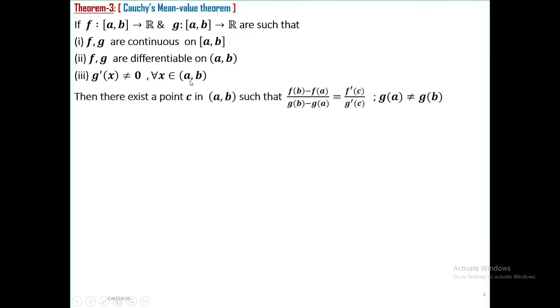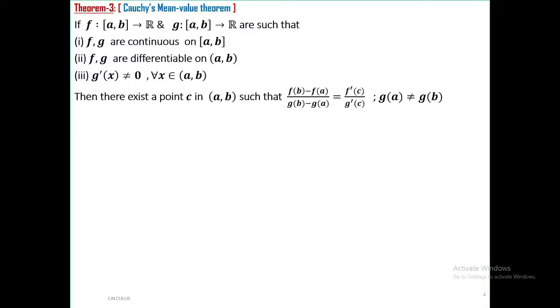Then the conclusion is that there exists a point c in the open interval a comma b such that f of b minus f of a by g of b minus g of a is equal to f dash of c by g dash of c, where g of a is not equal to g of b. If g of a is equal to g of b, then this value is 0 and something by 0 is infinity. That's why this denominator should not be equal to 0. That's why g of a is not equal to g of b.